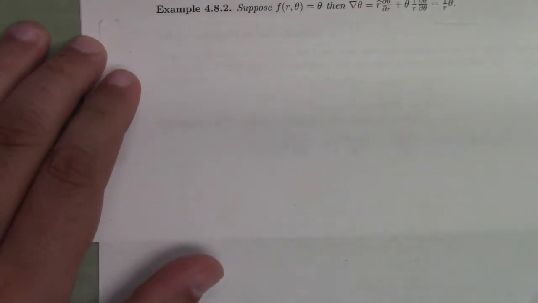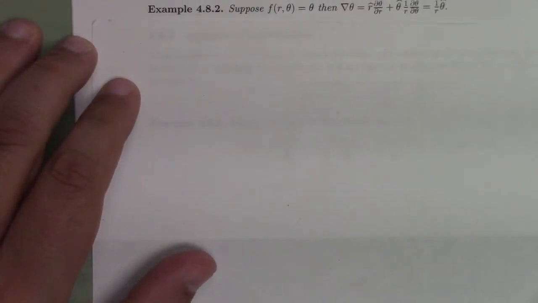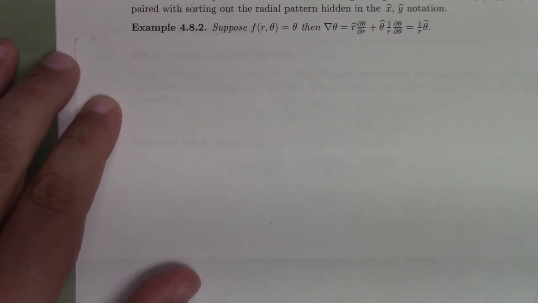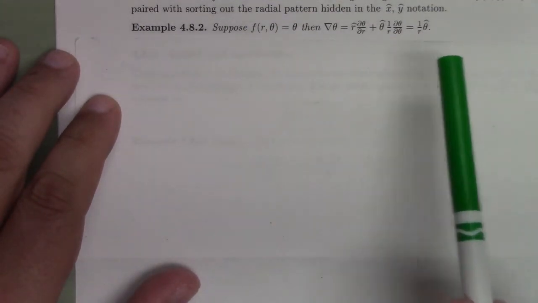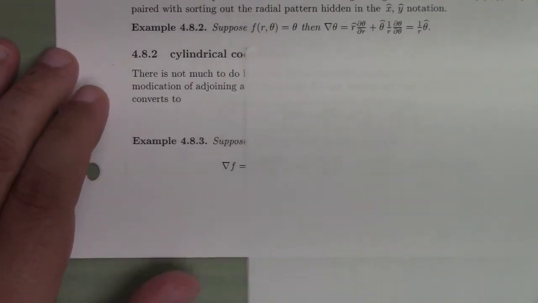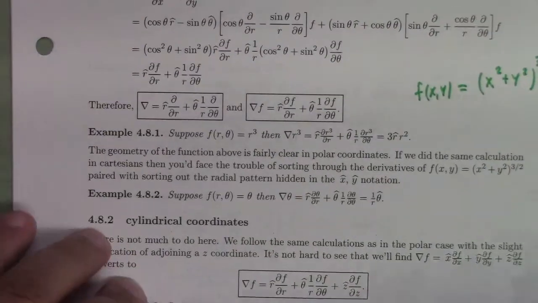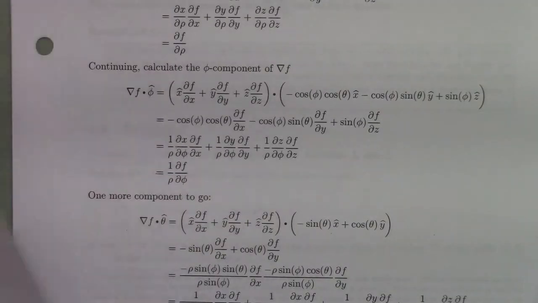So likewise, if you wanted to look at theta, you calculate the gradient of the theta function, and it would give you 1 over r theta hat. So there's an example. Cylindrical coordinates, I don't have anything to say about the derivation of that, really.